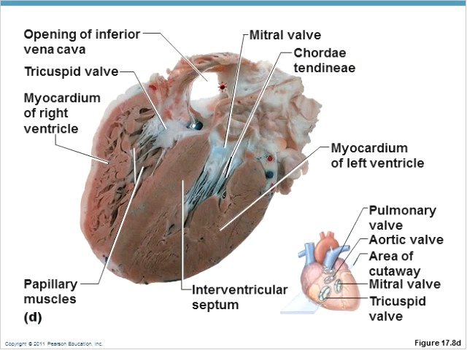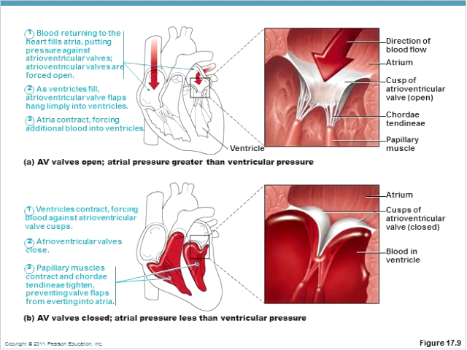There's the opening of the inferior vena cava, if you will. There's the tricuspid valve. There's the myocardium of the right ventricle. There's the interventricular septum, and there's the myocardium of the left, if you will. And you see the little chordae tendineae right there that hold that mitral valve in place. Now, this is kind of a track of how things work.